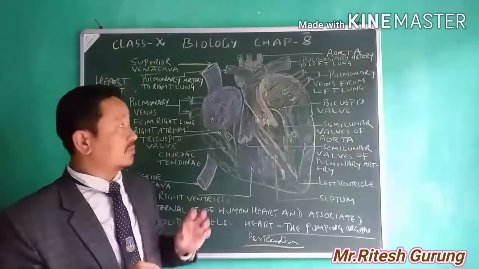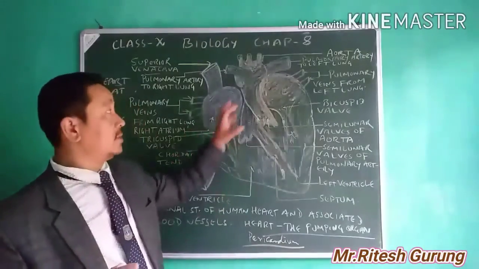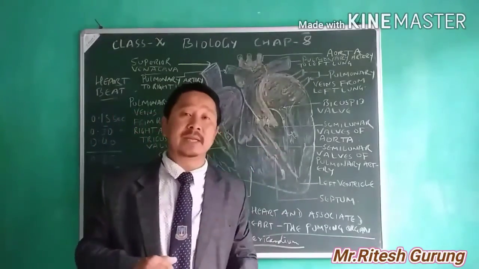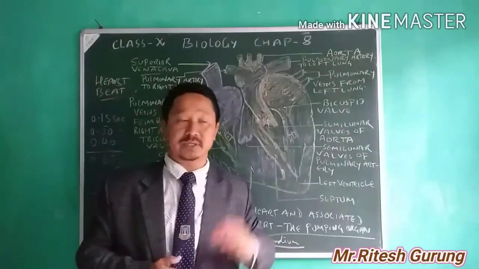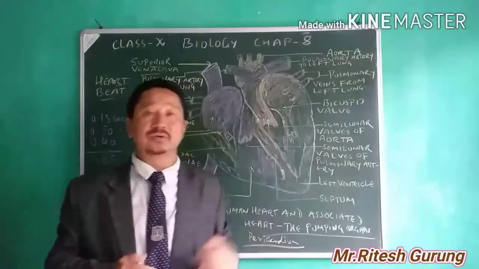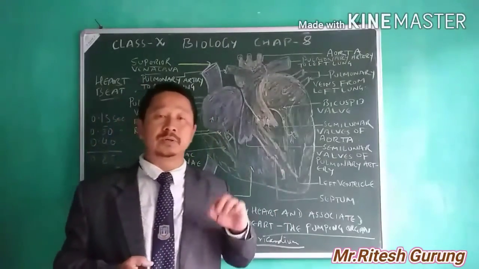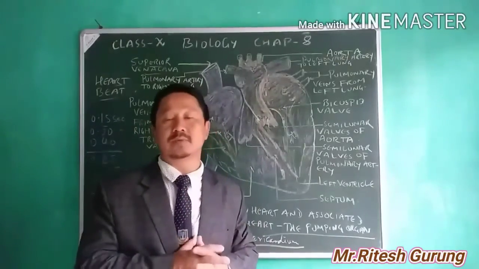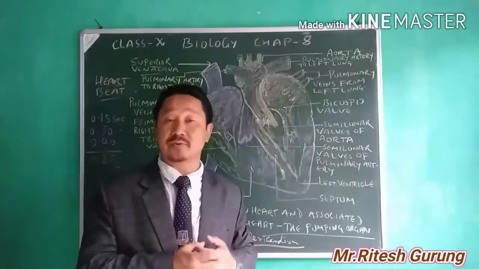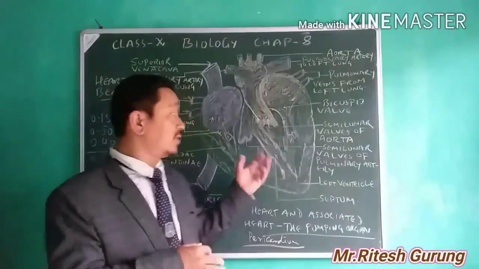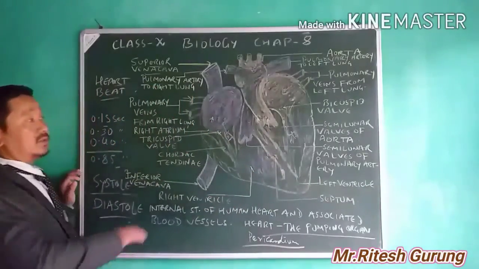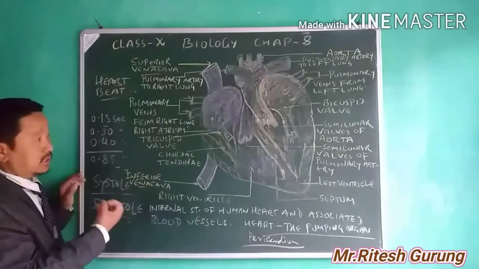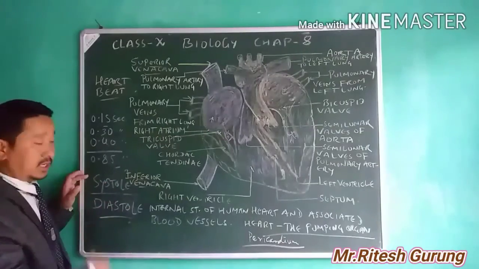When it relaxes, the blood will flow inside, and the pressure will be minimum, which is called diastolic pressure. Usually 120 upon 80 is considered to be the normal blood pressure of an adult. That's all because of the contraction and relaxation of the heart. Contraction of the heart is called systole, and relaxation of the heart is called diastole.